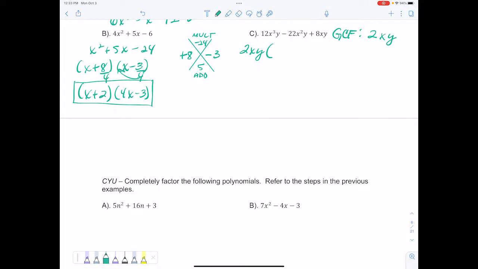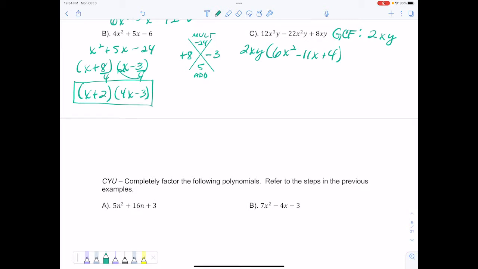So my leftovers would be 12 divided by 2, which is 6. X cubed divided by x is x squared. And then y divided by y just cancels. Negative 22 divided by 2 is negative 11. X squared divided by x is x. The y's cancel. 8 divided by 2 is 4. And then the x and the y both cancel. So I'm left with 2xy times the quantity, 6x squared minus 11x plus 4.